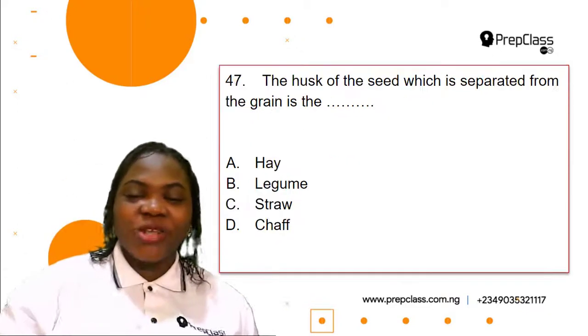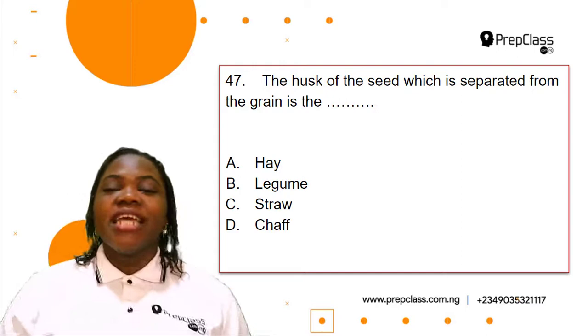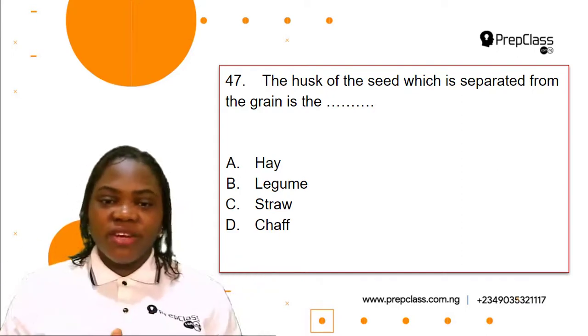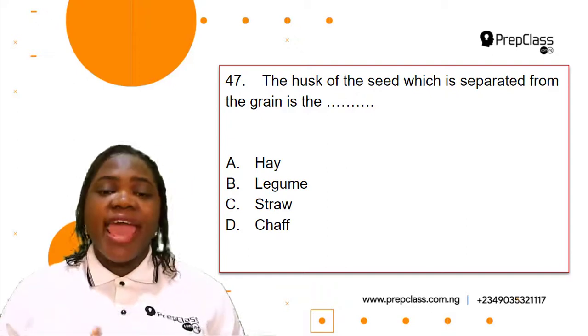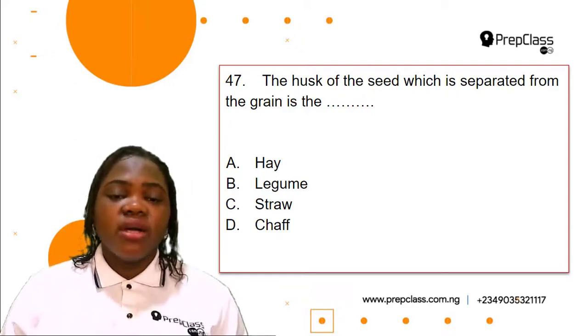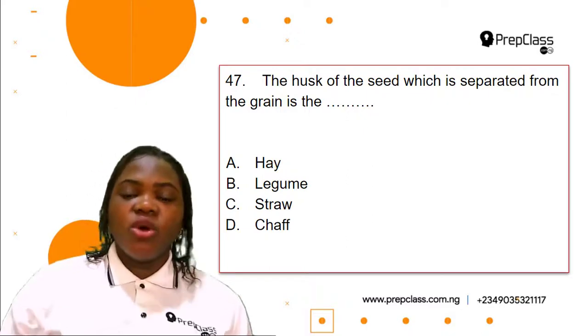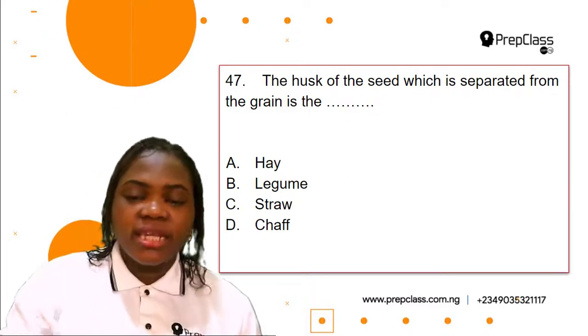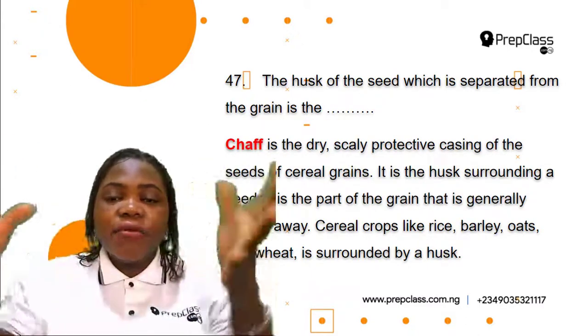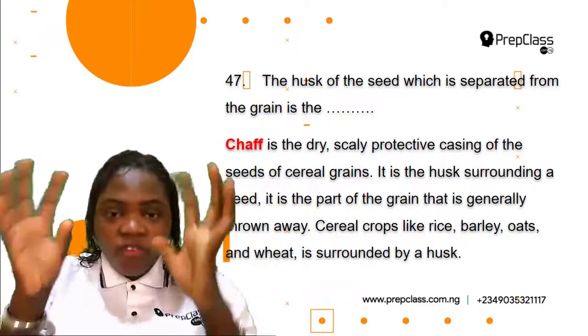Check. So question 47. The husk of the seed which is separated from the grain is the dash. A, B, legume, C, straw, D, chaff. So which of these is correct? I'm sure some of you would have seen this before. So it's like a protective casing of grains.